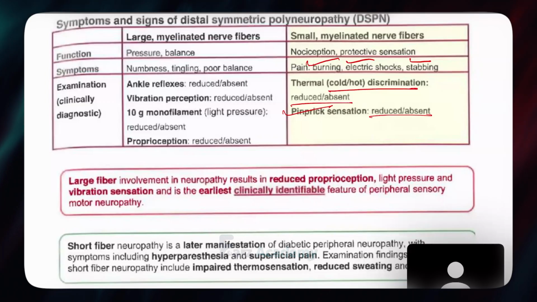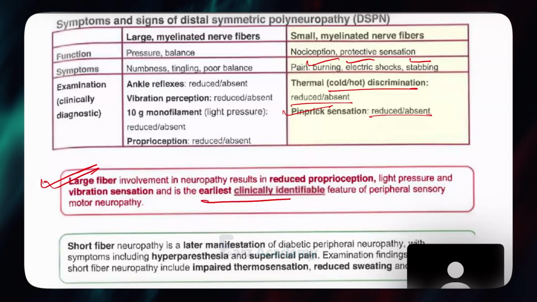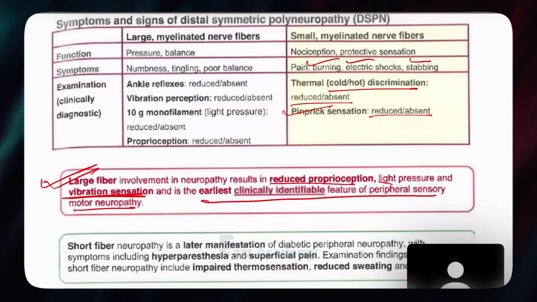Large fiber involvement in neuropathy results in reduced proprioception, light pressure, and vibration sensations, and is the earliest clinically identifiable feature of peripheral sensory motor neuropathy. Small fiber involvement is a later manifestation. So which goes early? Large fibers. Once they are lost, pressure, balance, vibration sensation are lost, with numbness, tingling, and poor balance leading to falls. Ankle reflexes are absent. This occurs earlier than the small fiber neuropathies. As you can see, any one word can be given and asked in an MCQ in the exam. So just go through these parts, okay?